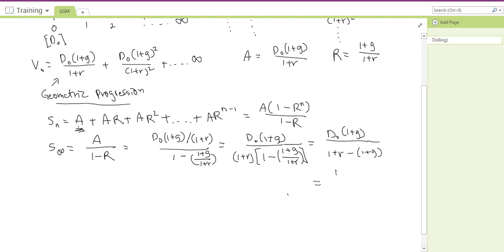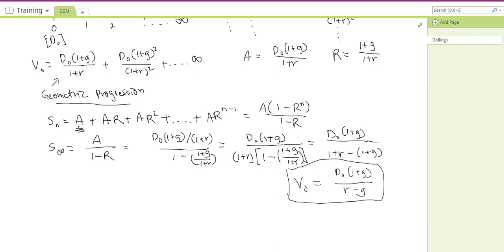D0 times 1 plus G over R minus G, and that is how we obtain the formula for the Gordon Growth model. It is based on the sum of an infinite geometric progression. As to why we take R minus G, of course, R is the required rate of return here, and assuming that the stock grows at a constant rate forever, that is a benefit, and the benefit reduces that cost, the required cost. So that's how we get this formula.